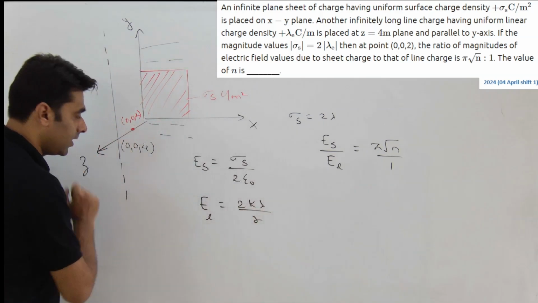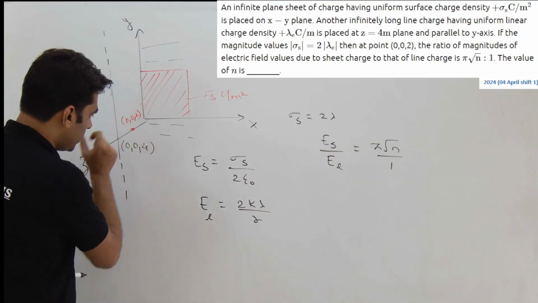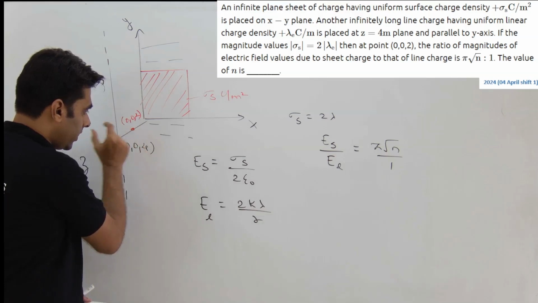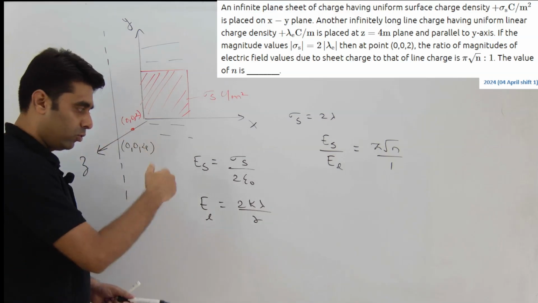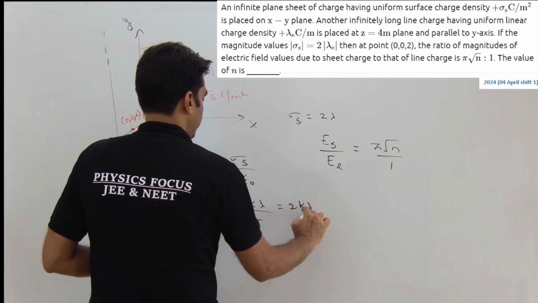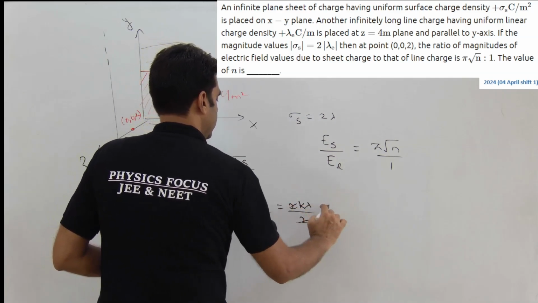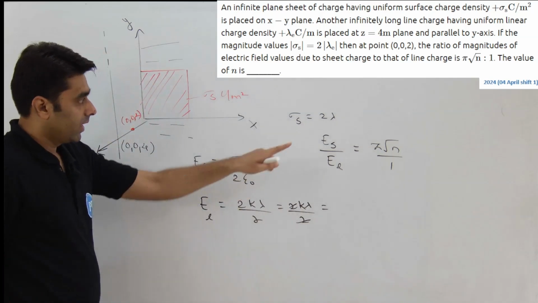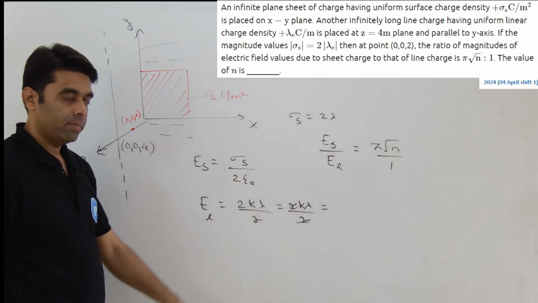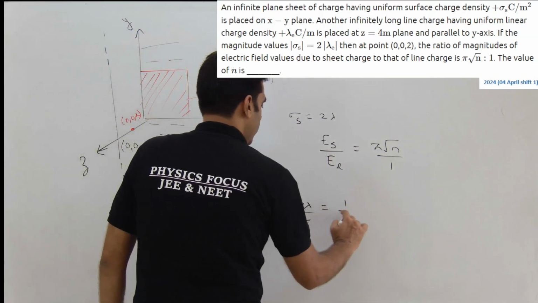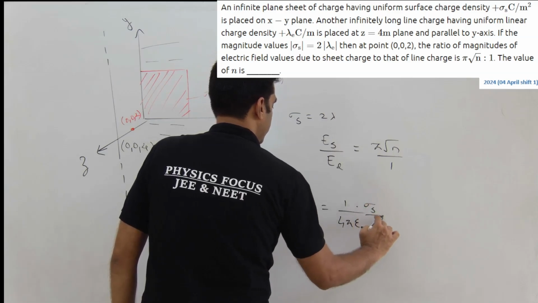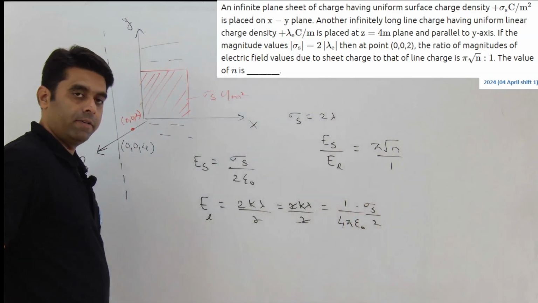How much is r? The perpendicular distance of the point from this line wire. It is 0, 0, 2. That means the distance is 2 units, right? So we will get it over here: 2k lambda by 2, the 2 cancels out. Lambda is given to us as sigma by 2, so lambda can be written as sigma by 2. So 1 by 4 pi epsilon naught into sigma s by 2. This is our electric field due to line wire.